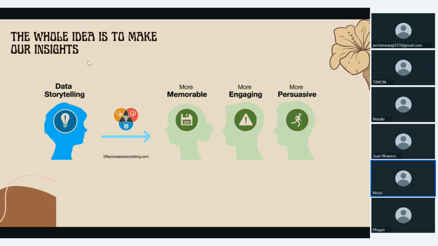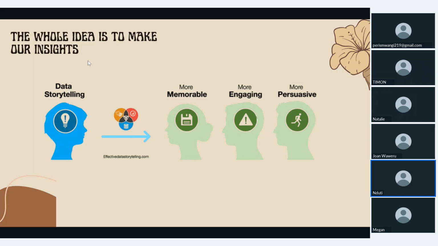The whole idea is just to make our insights or our message more memorable, more engaging, and more persuasive. All right. So the whole point of this is whatever we have found, we've gotten some data somewhere, we've looked into this data, we found something interesting. But that is not enough. Our delivery needs to be very important. It needs to allow us to have this message very memorable in our audience, very engaging with our audience, and very persuasive to our audience.